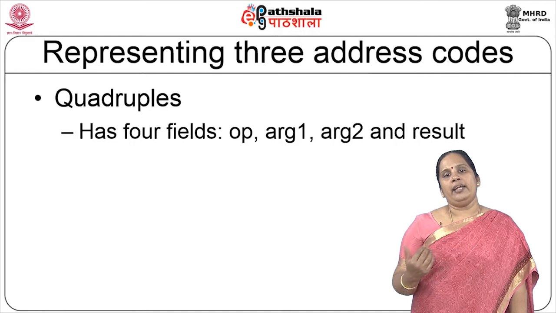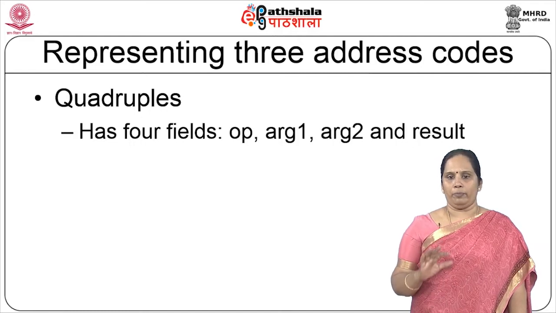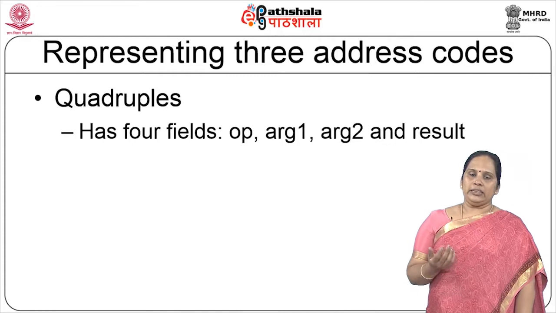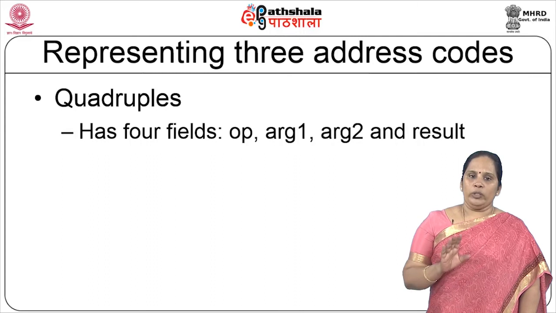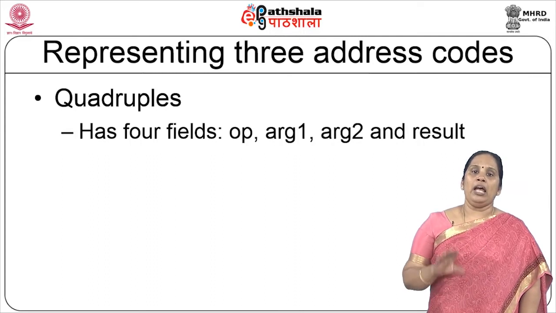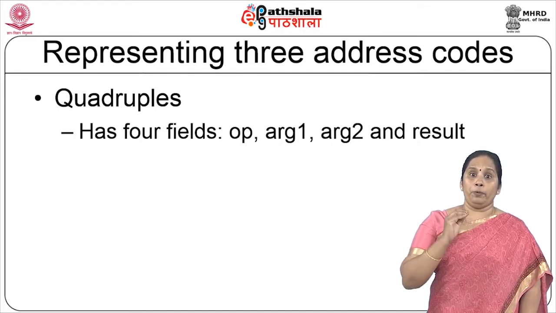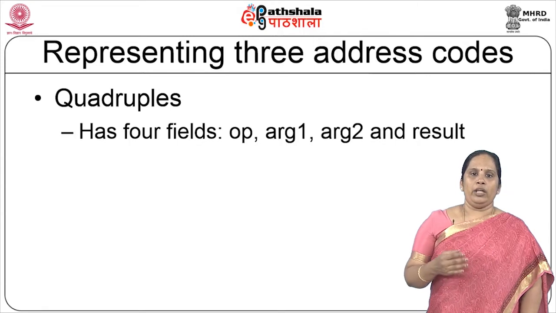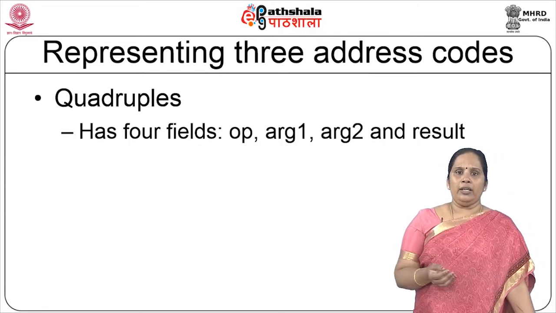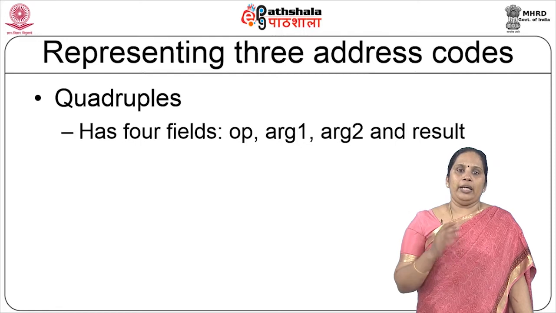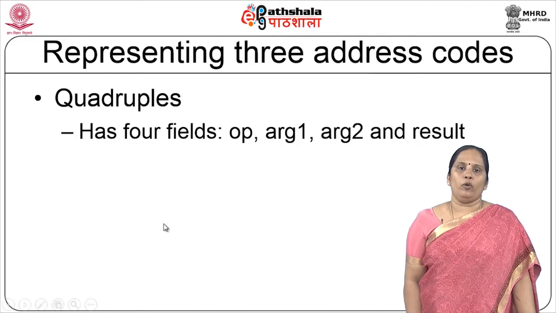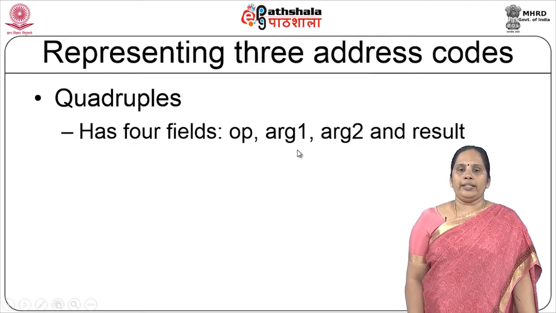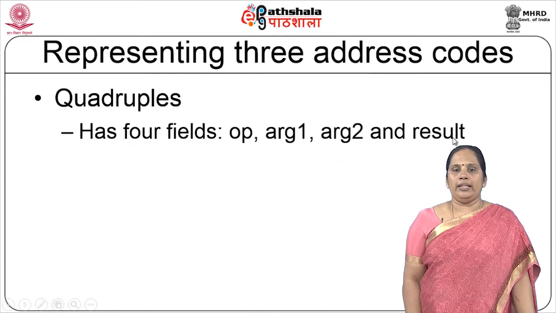Out of all these three, indirect triples and triples are followed more than quadruples, because quadruples has one additional field in comparison with the other representations. So these are data structures which are nothing but tables, and these tables are used to store your information, your programming language which you have written in so many lines of code. It's been converted now to an intermediate representation in the form of a tabular representation. So the quadruples basically has four fields. The first one is an operator, the second one is argument 1, argument 2, and then the result.